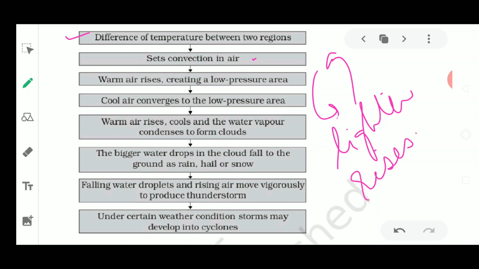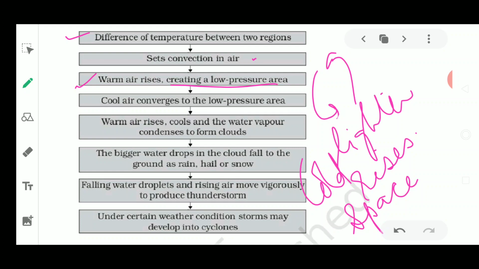Okay, when it rises up, it is going to create some space. When space is created, then the cold air is going to flow and completely fill that area. Now warm air, whenever it is rising, is creating low pressure. This is one of the important points to be remembered, that hot air is always creating low pressure.